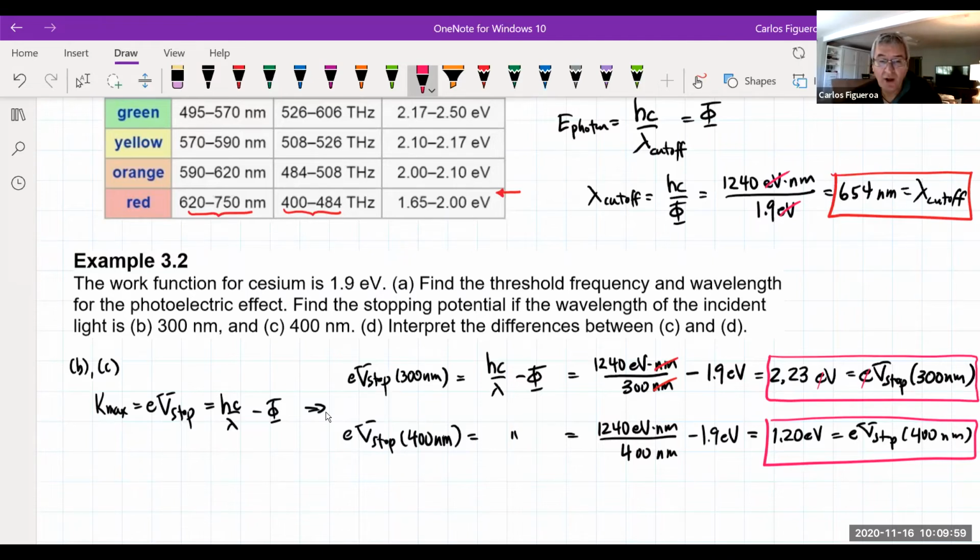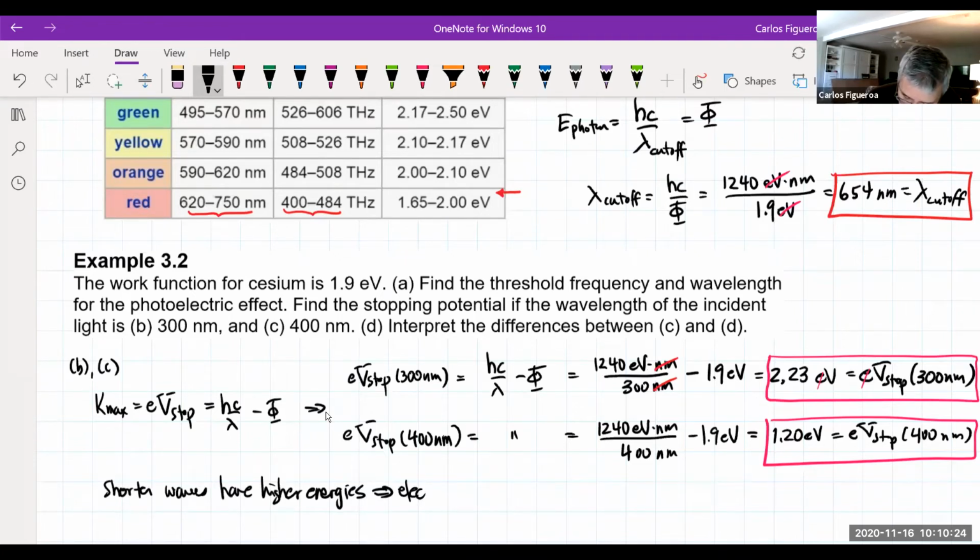So what you're finding here is just as we expected: shorter waves have higher energies, and therefore electrons have more kinetic energy.